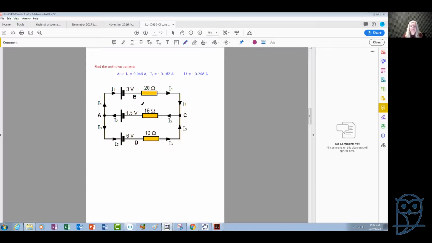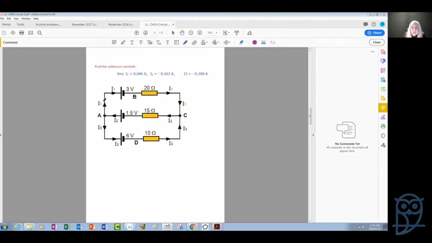They show us some directions of currents, but we know that even if we are not sure about the directions of the current, it doesn't matter, because once we do the calculations and we find their values, if we find negative values, it means that we had chosen the opposite direction. So anyway, here is our circuit.